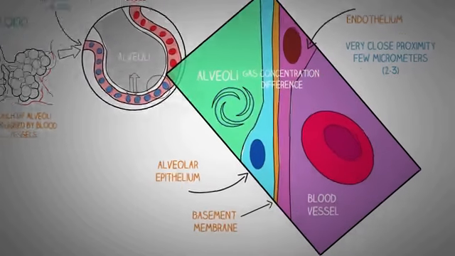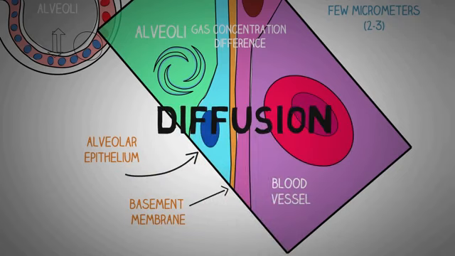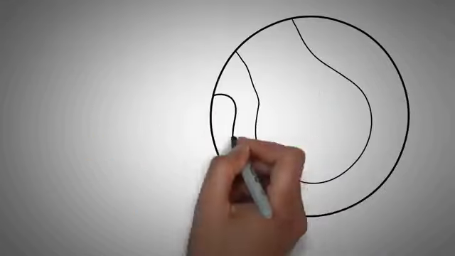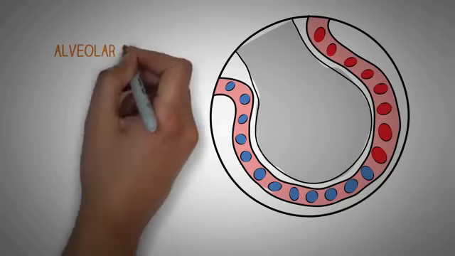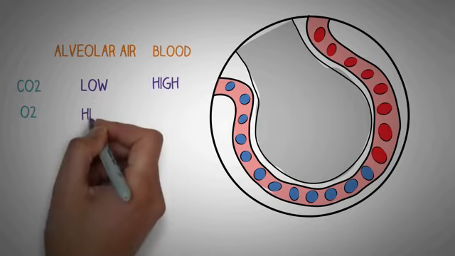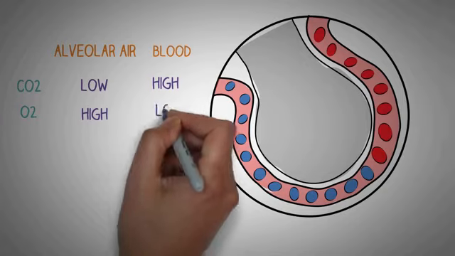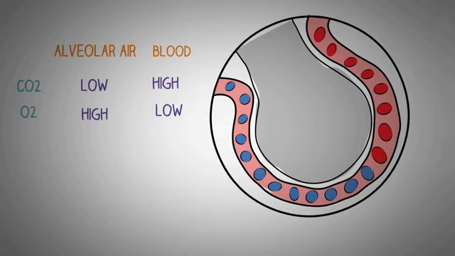Here comes the role of difference in the concentration of gases on either side. Most of you know that diffusion occurs due to the difference in concentration of a substance on either side. So if we take a look at the concentration difference of carbon dioxide and oxygen between the alveolar air and the blood, we can see that the alveolar air has a low concentration of carbon dioxide as compared to the blood, which has a higher concentration, whereas the opposite is true in the case of oxygen, where a high concentration of oxygen is present in alveolar air as compared to a low concentration of oxygen in the blood.